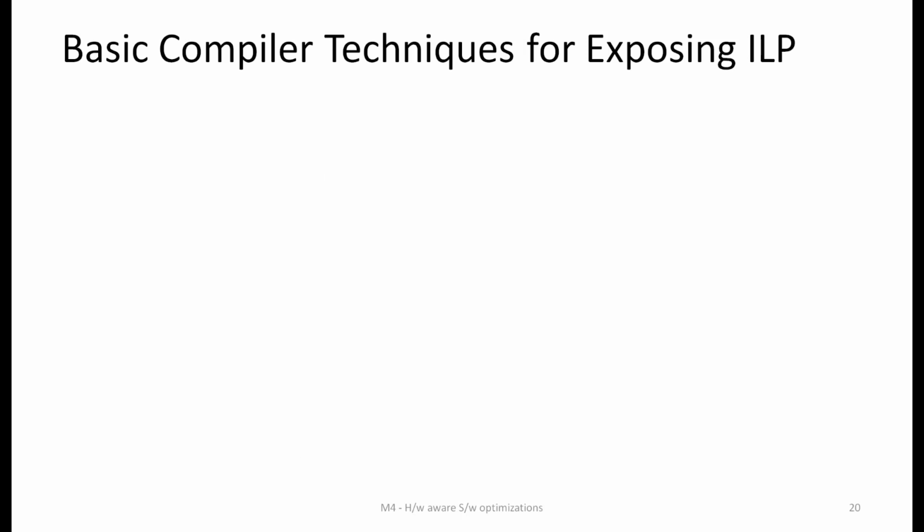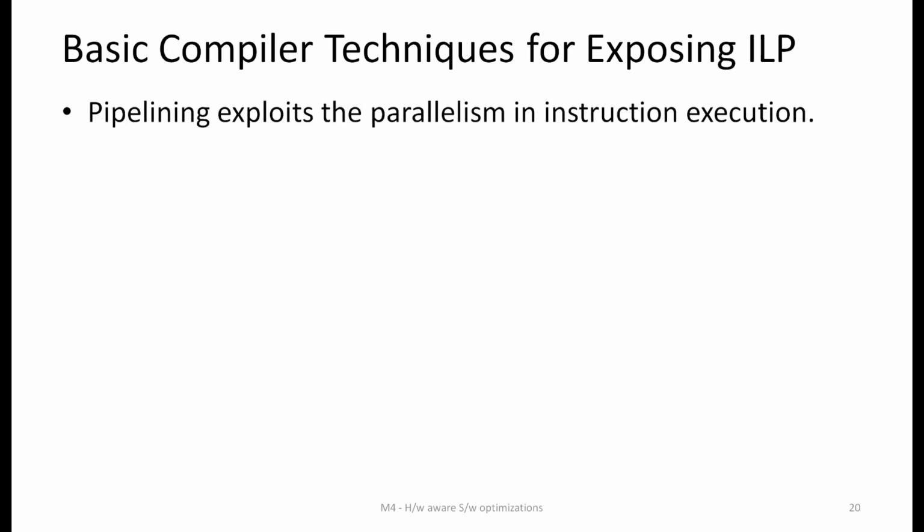Now in this lecture, we are going to look at a couple of things that the compiler does to exploit the underlying pipelined way of execution. We have already touched upon one of these, so you will realize that as we go. Pipelining basically exploits the parallelism in instruction execution. It overlaps execution of different instructions in different stages, so it's called instruction level parallelism. Pipelining is said to exploit ILP.